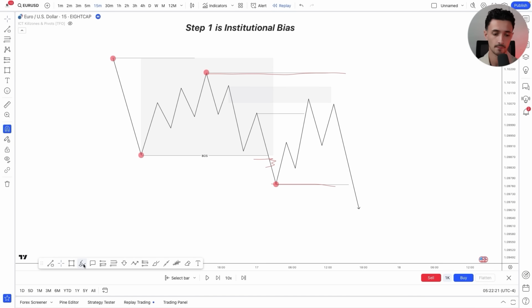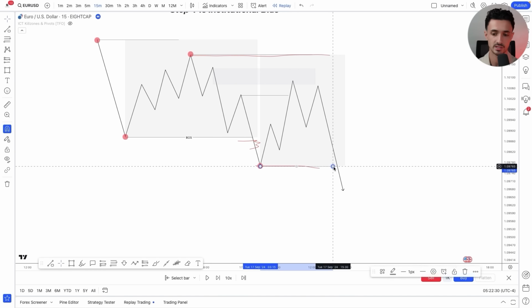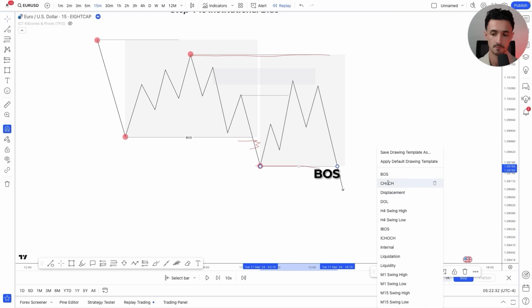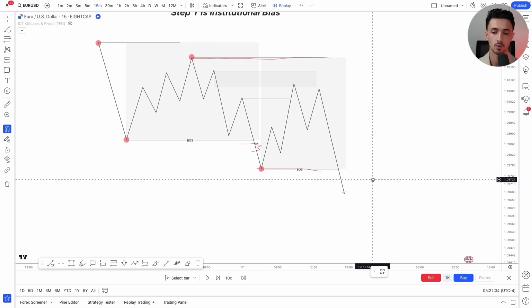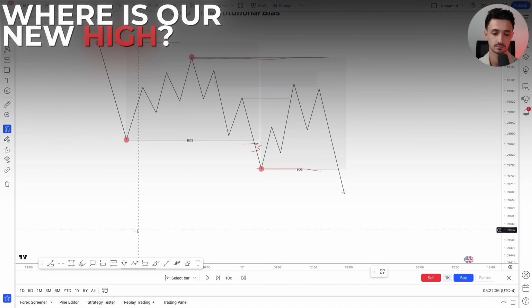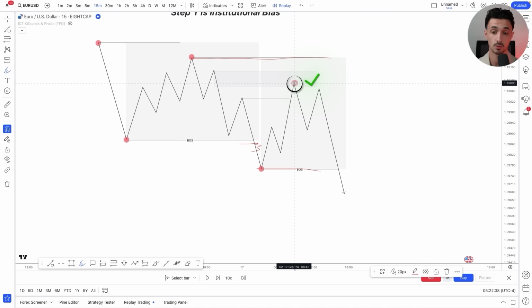So now what you can do is move your trading range. Now my trading range is from the low to the high, and then bring it across. And now you wait for it to break out again. Once it breaks out, that is a break of structure. So now let me ask you, where is our new high? If you said this, you are correct.